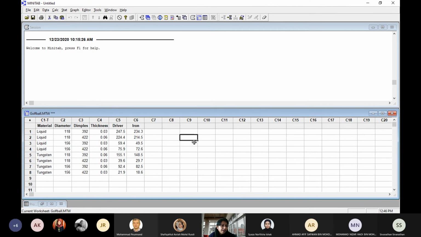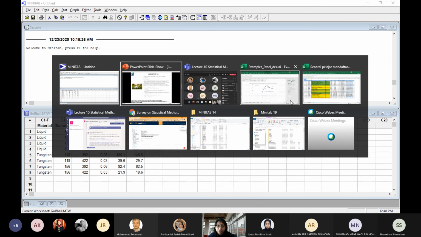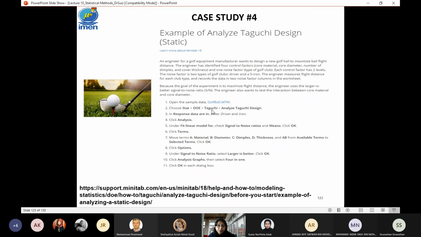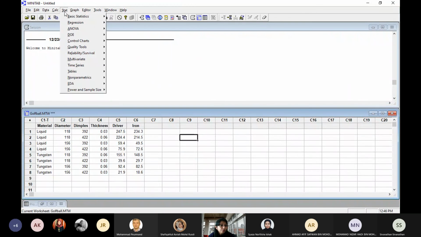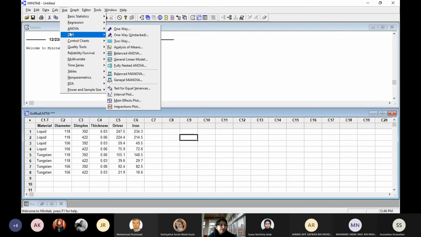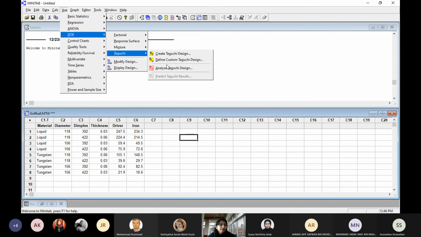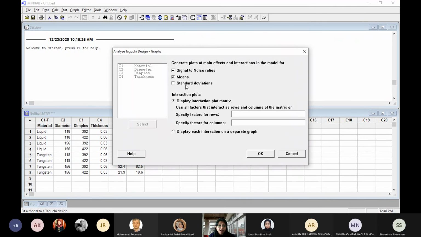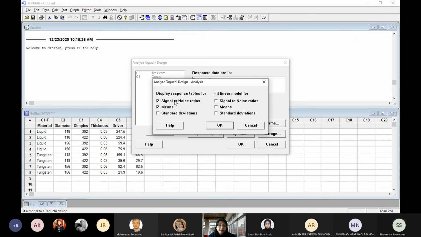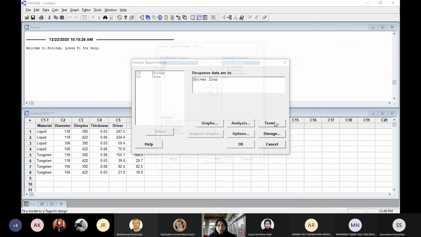Okay. And now if you go back to my slides, you can just follow. You can just analyze the Taguchi design, the driver and also the iron. It's similar to what Dr. Anik has taught you before this. You go to DOE, then Taguchi, then analyze the Taguchi design. So this is the response data. And then for graphs, we look at signal to noise ratios and also the means, and we want them to display the interaction plot. Analysis, signal to noise ratio and also the means, terms.